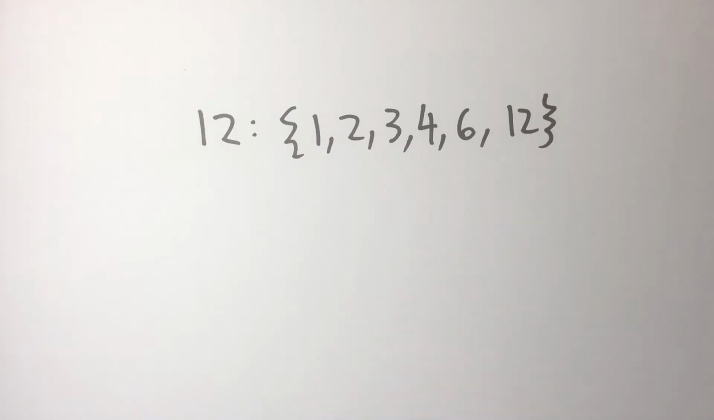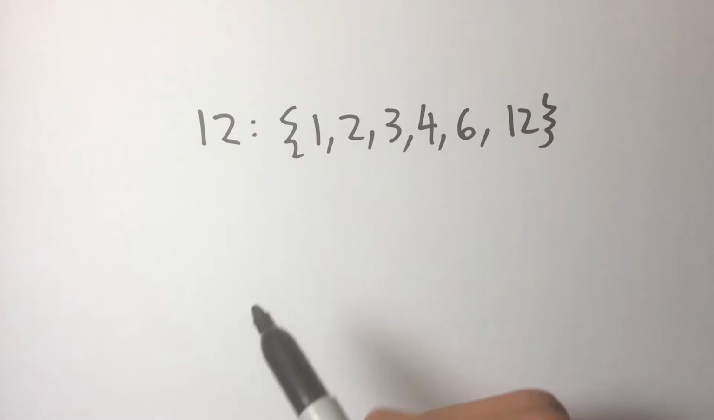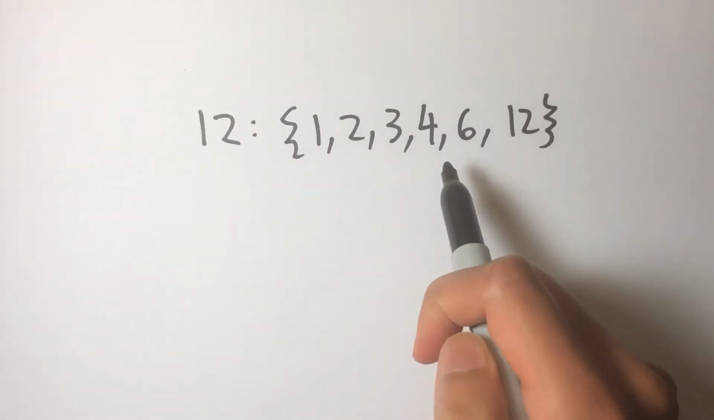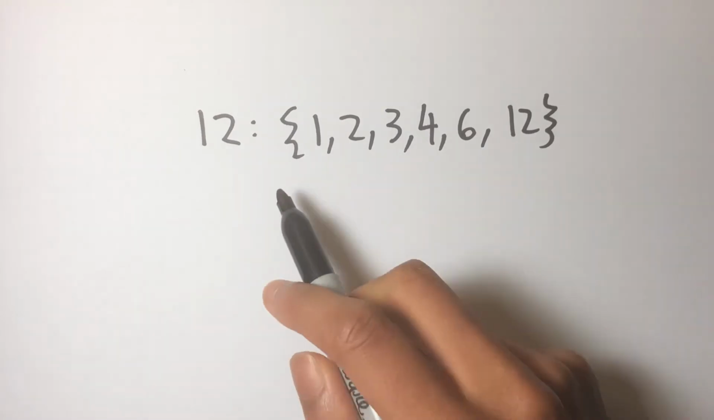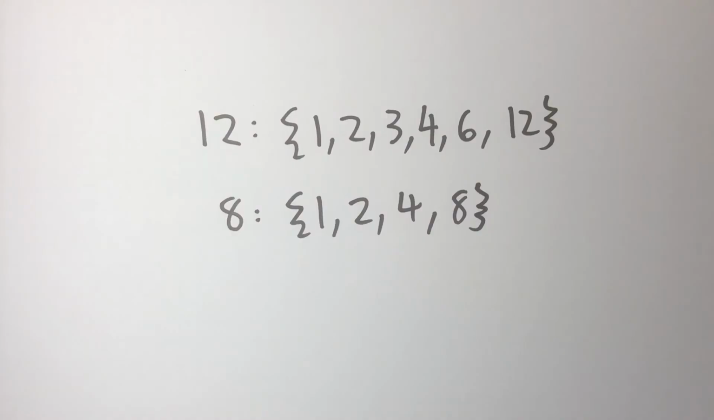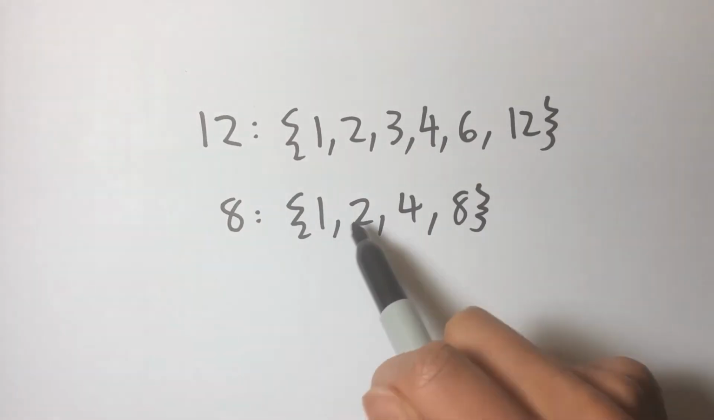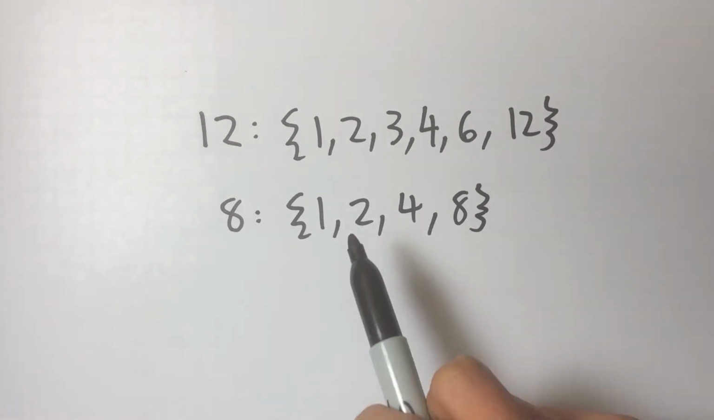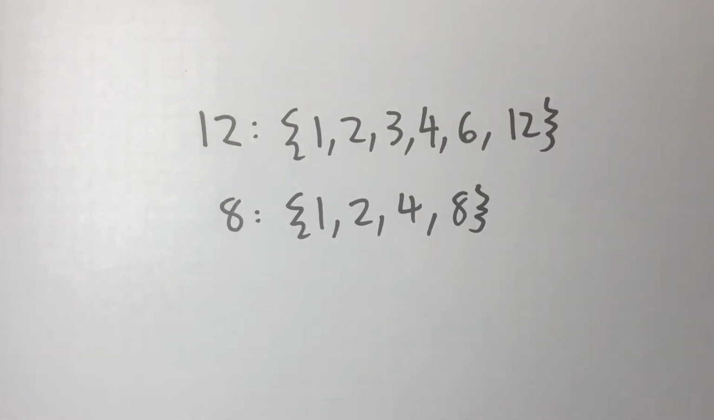So we can write out the set of divisors of a number. For example, the set of divisors of 12 is 1, 2, 3, 4, 6, and 12, if we're just looking at positive divisors here. And similarly, we can list the divisors of 8. You can see they're 1, 2, 4, and 8. Each of these numbers divides 8.